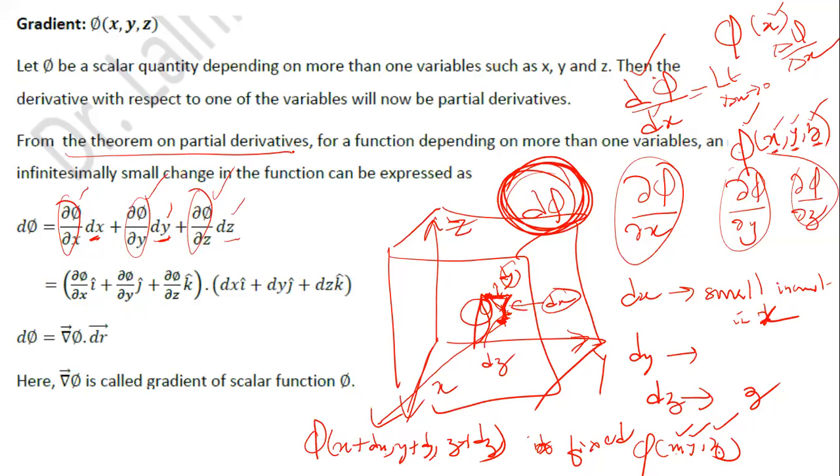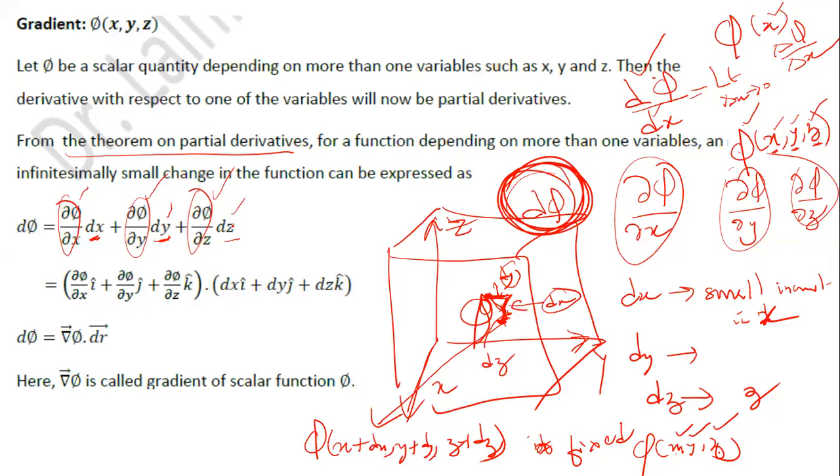This theorem on partial derivatives is in mathematics, so this is nothing you need to memorize or anything complicated at all. So if you have to find any incremental change in this function phi, then this is given by this: d phi is equal to del phi upon this.